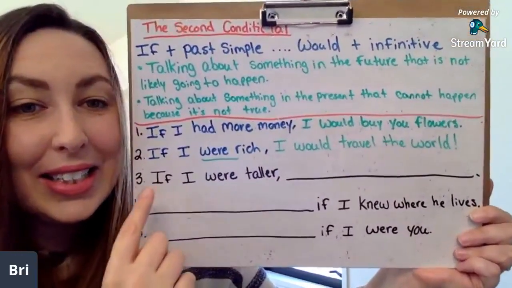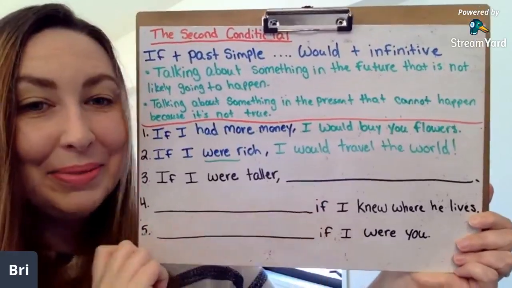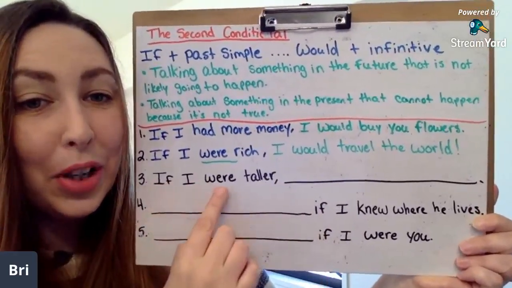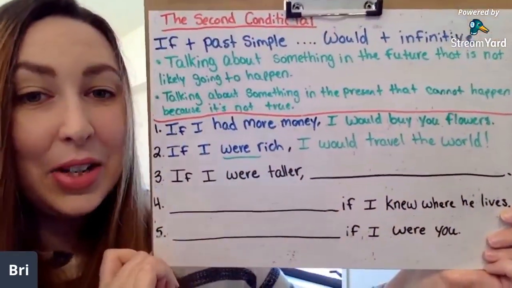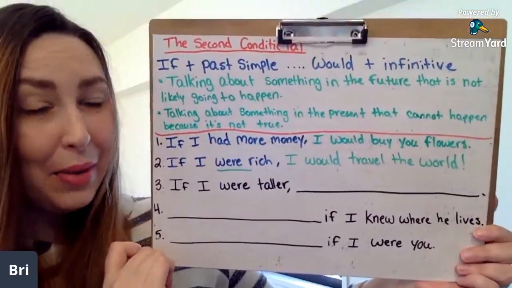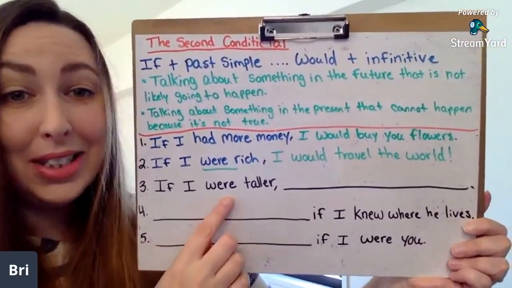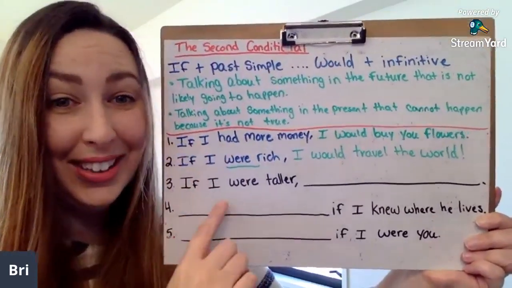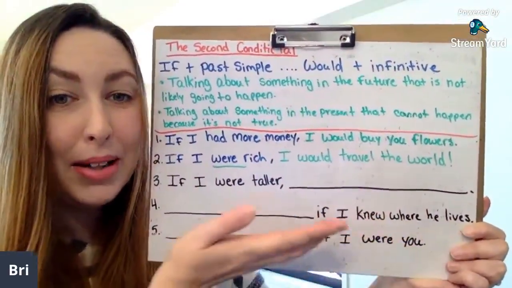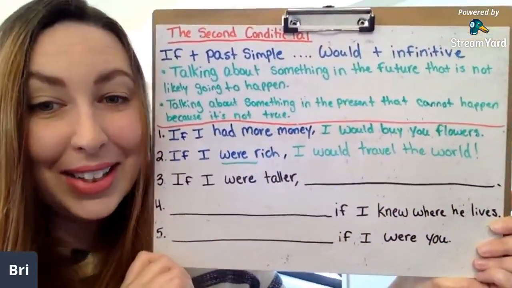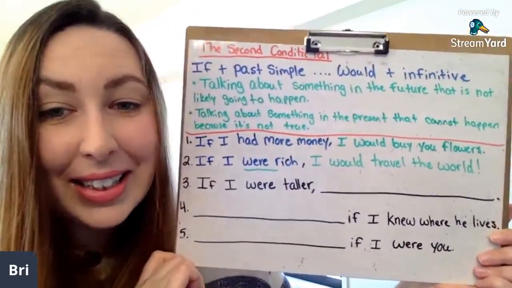Okay, so let's see. Number 3, I need your help to answer this one, okay? If I were taller, so can you answer number 3? If I were taller, what? So remember, I'm not taller. I'm shorter. If I were taller, something, but maybe this is impossible because I am not tall. Okay, what is your answer for number 3?